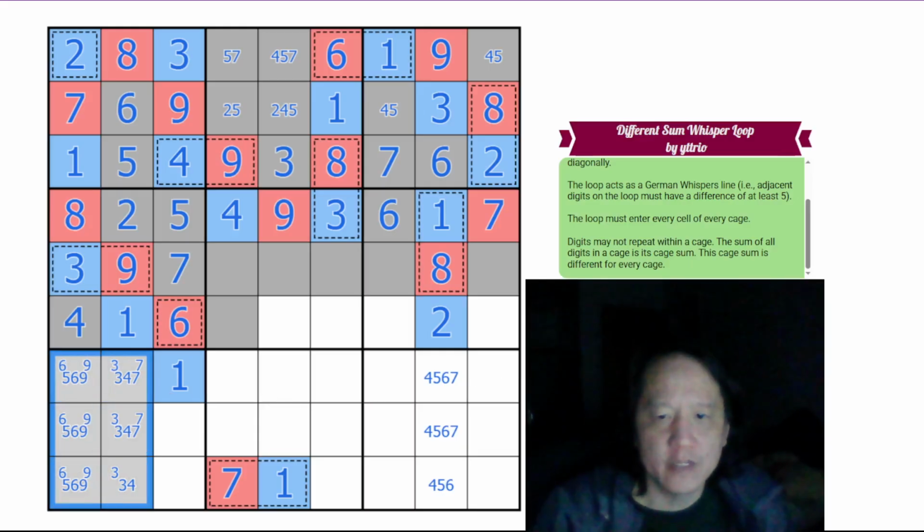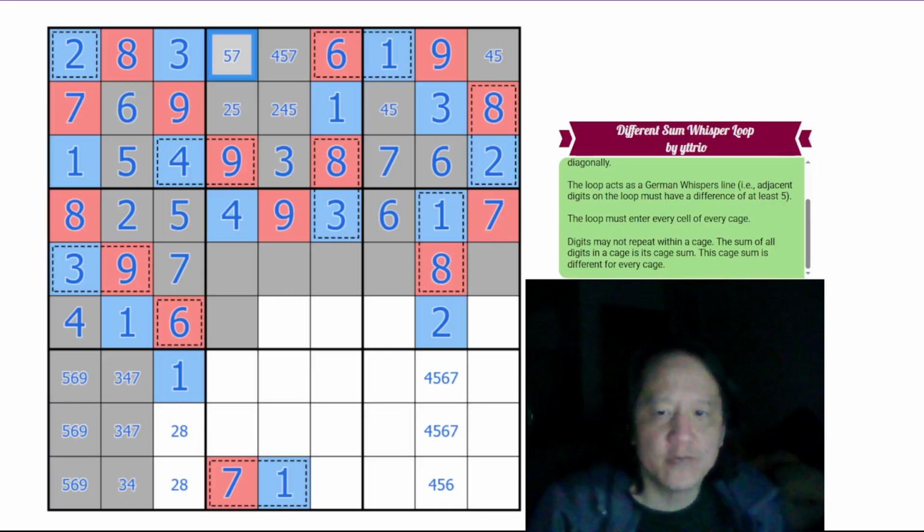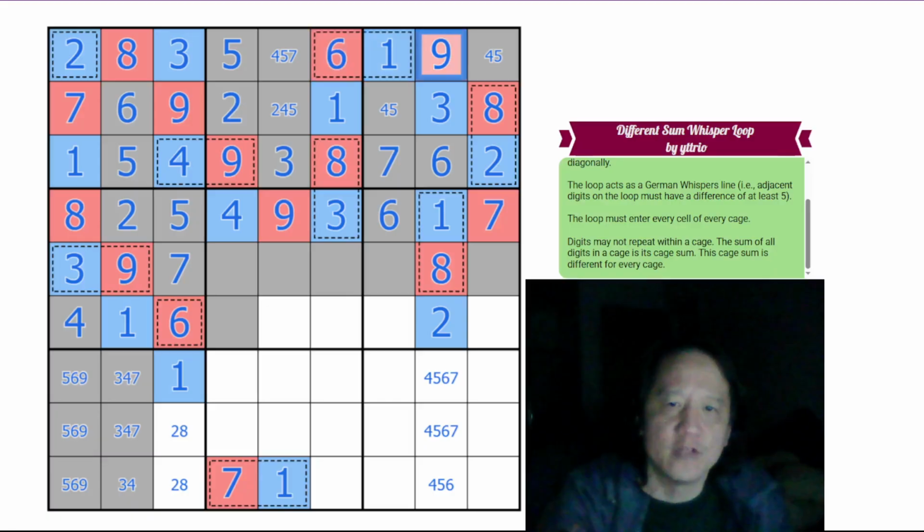Okay, remaining digits in column 3 are 2 and 8. 7 here eliminates 7 here, so this is 5, which makes this 2. 5 eliminates 5 here, so it's 4, which makes this 5. This can't be 2 or 5, it's 4. This can't be 4 or 5, it's 7.